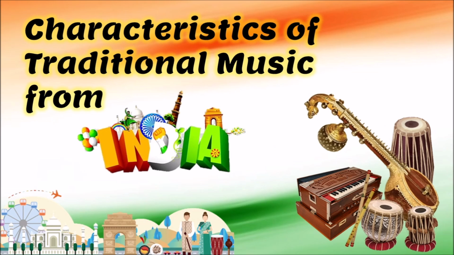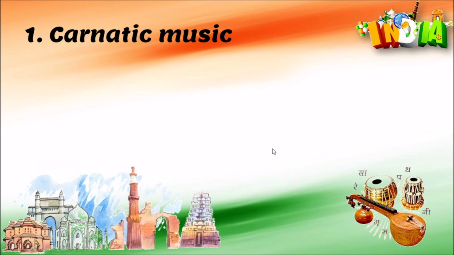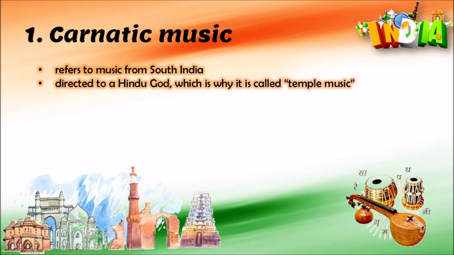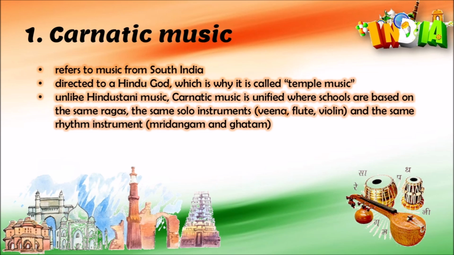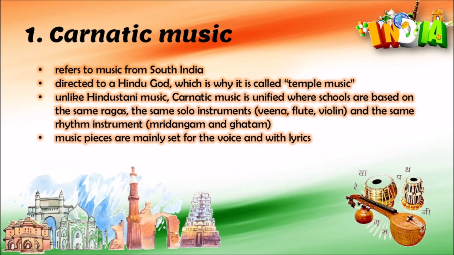Now, let us discuss the characteristics of traditional music from India. First, Carnatic music. It refers to music from South India, directed to a Hindu god, which is why it is called temple music. Unlike Hindustani music, Carnatic music is unified, where schools are based on the same ragas, the same solo instruments, and the same rhythm instrument. Music pieces are mainly set for the voice and with lyrics. Compositions called Kriti are devotional songs.